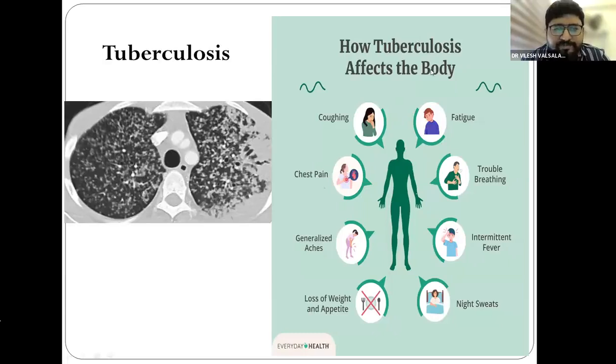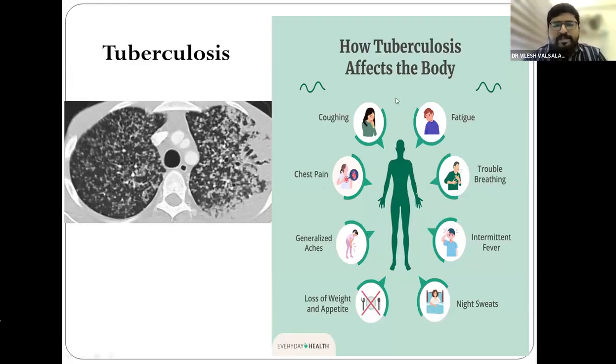So how does tuberculosis affect the body? The patient can have coughing, chest pain, fatigue, trouble breathing, breathlessness, intermittent fever, which will normally be around 100, and night sweats. Most importantly, there will be loss of weight and loss of appetite, and if there is joint involvement, there can be generalized aches and pains and arthritis-like features.